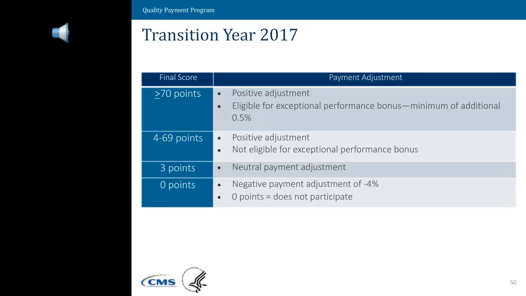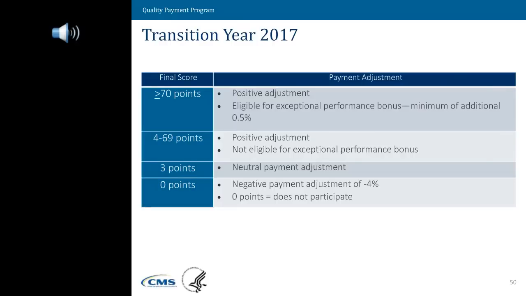So it's only if you don't participate and you get 0 points that you get a negative 4% payment adjustment. And this is a policy that we certainly implemented for the first year because we want people to really get used to the MIPS program and used to the scoring and learn how all the pieces sort of fit together.